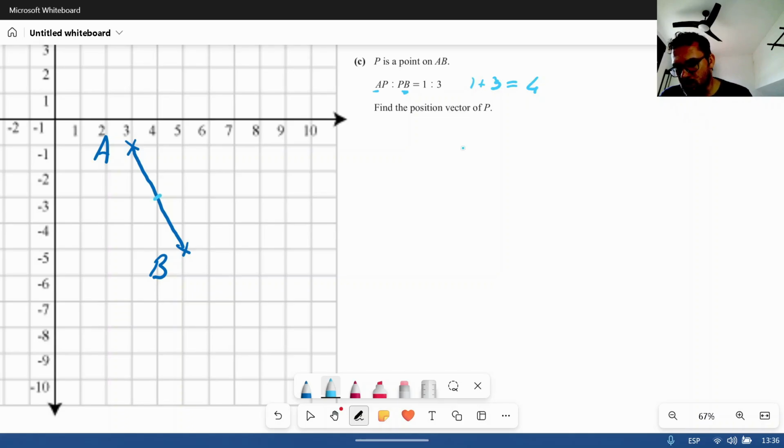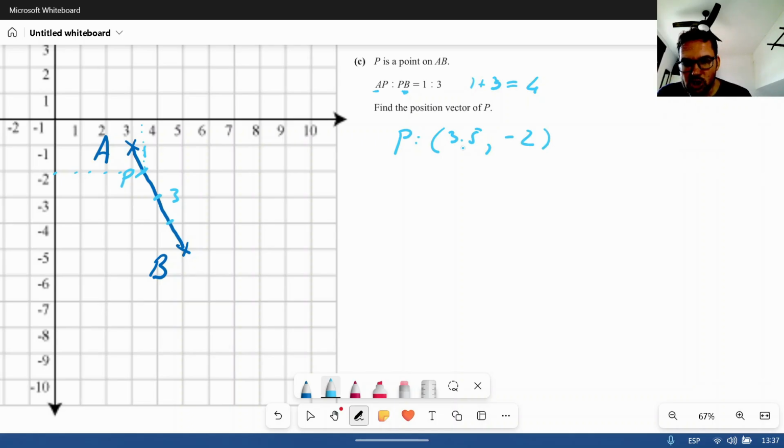That would be exactly halfway, and halfway of that would be there, halfway of that would be there. Those are 4 parts, and the ratio is 1 to 3. So for 1 part we move here, we got 3 parts there. So P is this point here, which gives us the ratio of 1 to 3. So the coordinates of P would be, if we go up, 3.5 and minus 2. Okay.